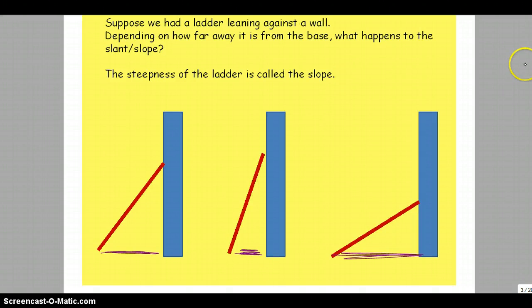Okay, now let's suppose we had a ladder leaning against a wall. Depending on how far away it is from the base, what happens to the slant or slope? Well, this one is further away from the base than this one. So this one right here has a greater slope. This one is much further away from the base, so it has less slope.